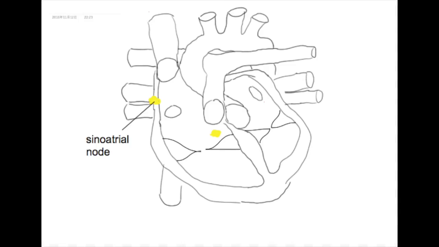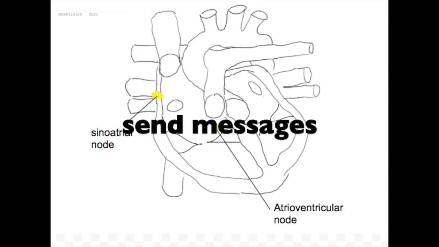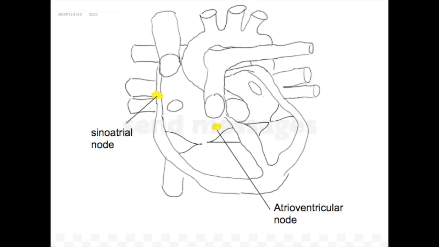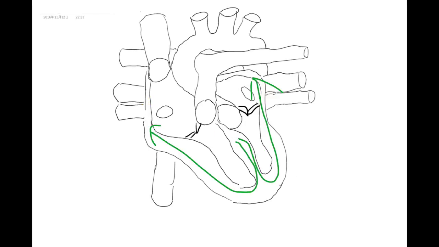The heartbeat starts at the sinoatrial node, where it signals to the atrium to contract. After the atrium has contracted, it then sends the message to the atrioventricular node. What the atrioventricular node does is to message the ventricle to contract. Note that the ventricle only contracts when the message goes around the ventricle.